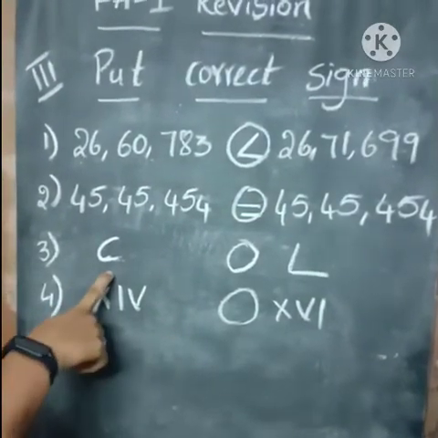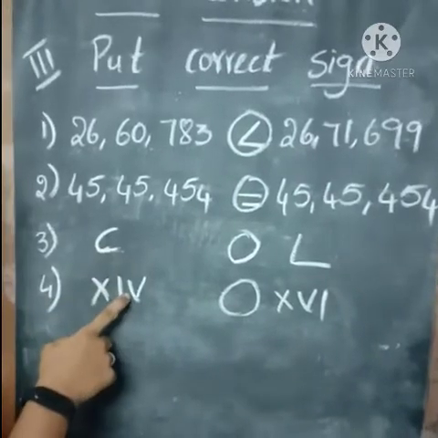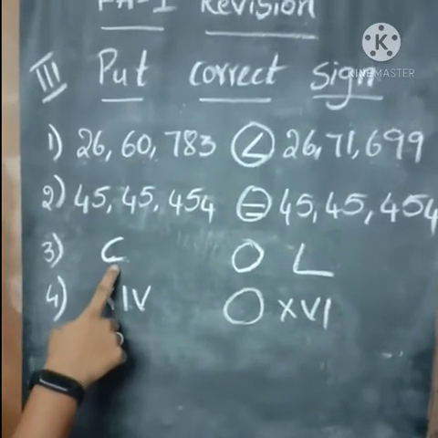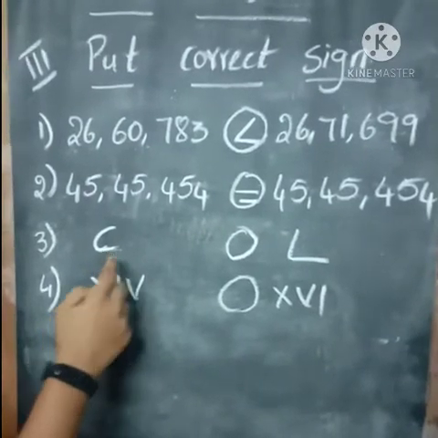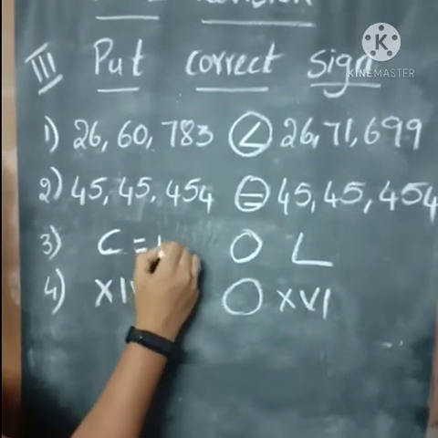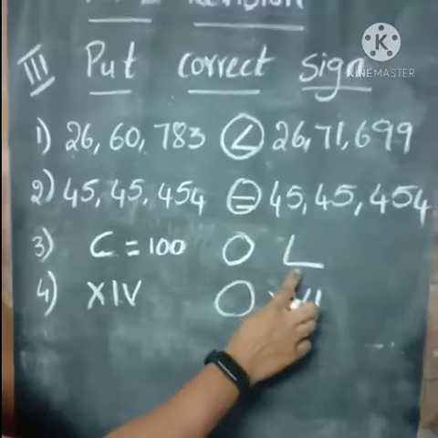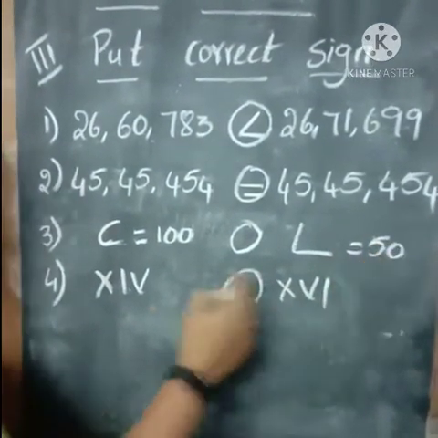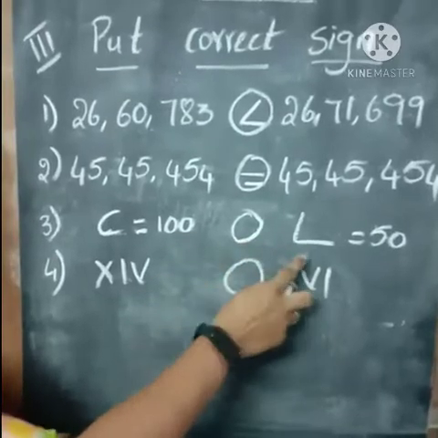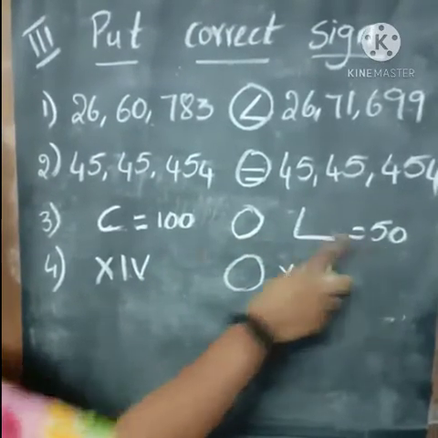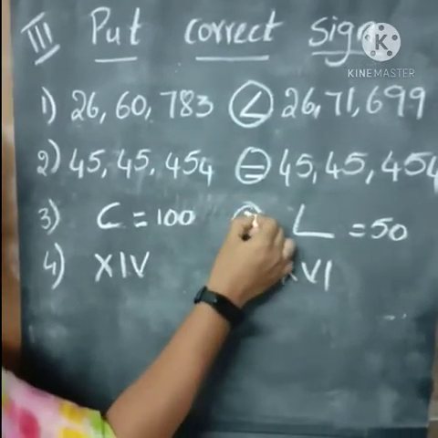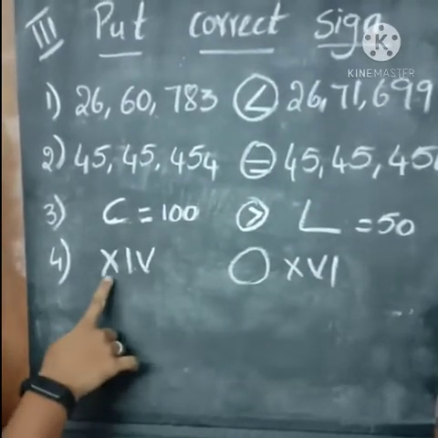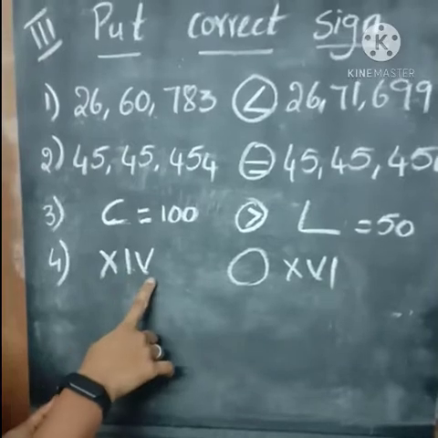Next you see here, these two sums are in the next chapter. Roman numbers chapter is there, no? That chapter. See here, what is the value here? C. C means how much? C means 100. Next, L means what is the value? L is equal to 50. Among these two numbers, which is the greatest number? 100 or 50? 100 is the greatest number. So we have to keep the greater than sign. Now see here children, what is this number? X, I, V.